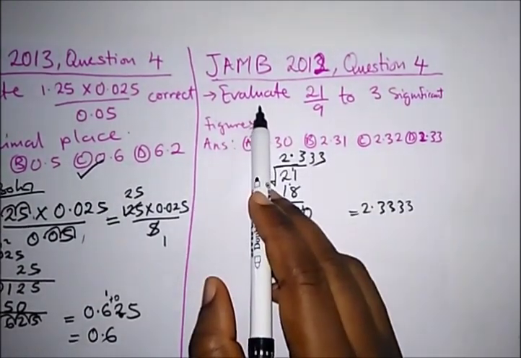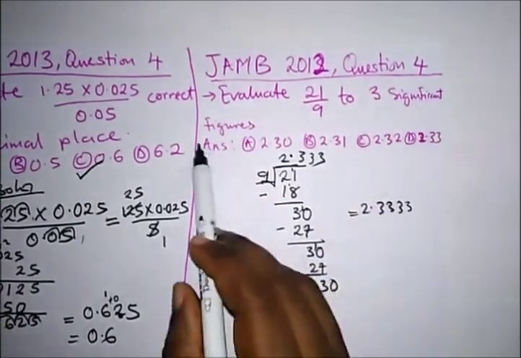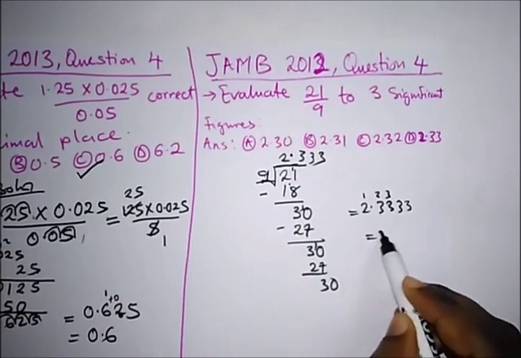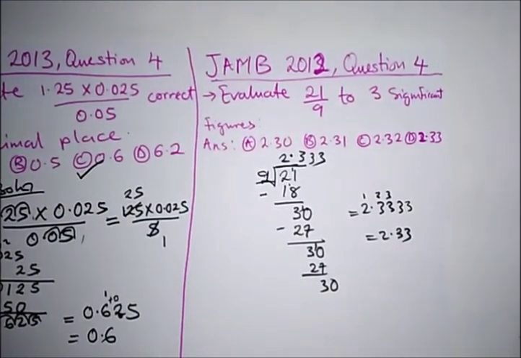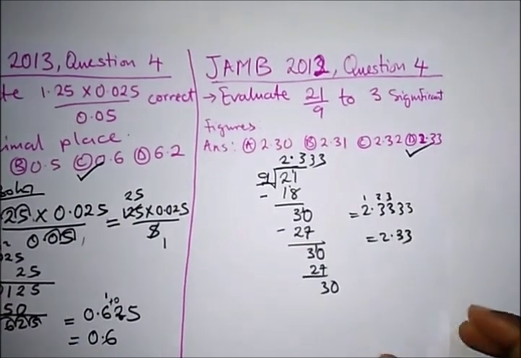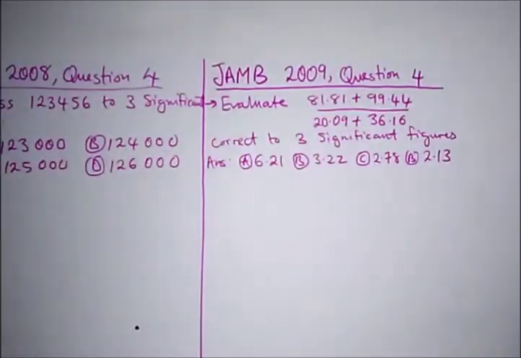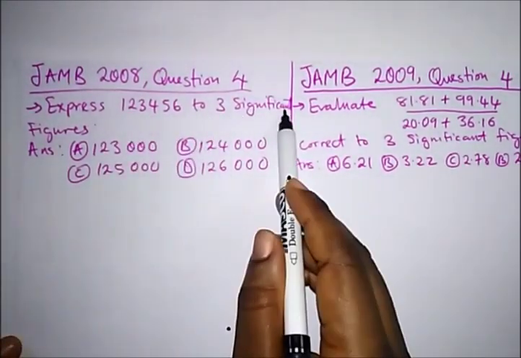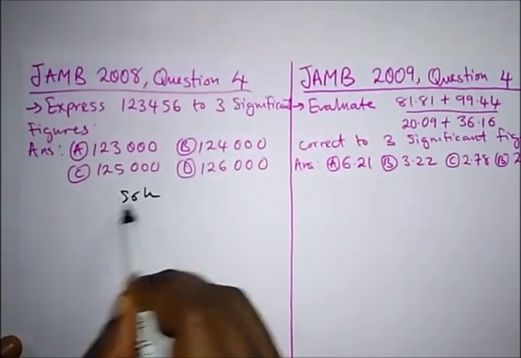So what the question says, evaluate to 3 significant figures. So we count 1, 2, and 3. So our answer will be 2.33. And what's the right option here? Option D. Our next question is from JAMB 2008 question 4. It says express this to 3 significant figures.